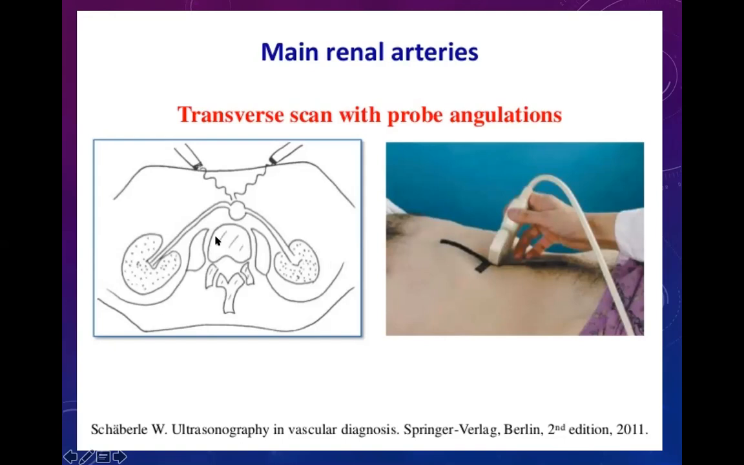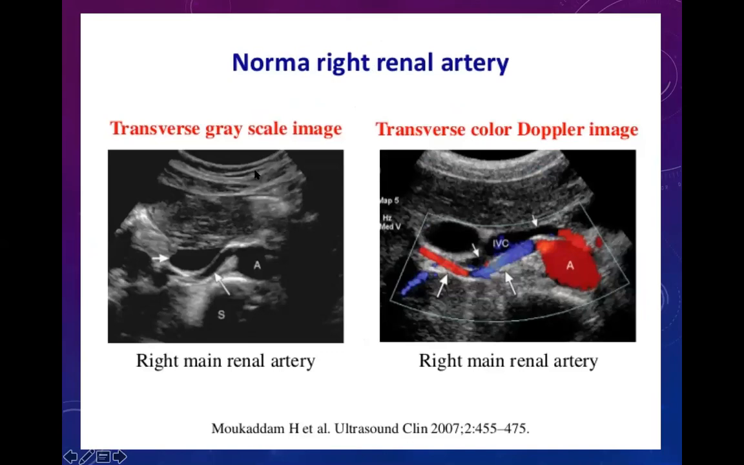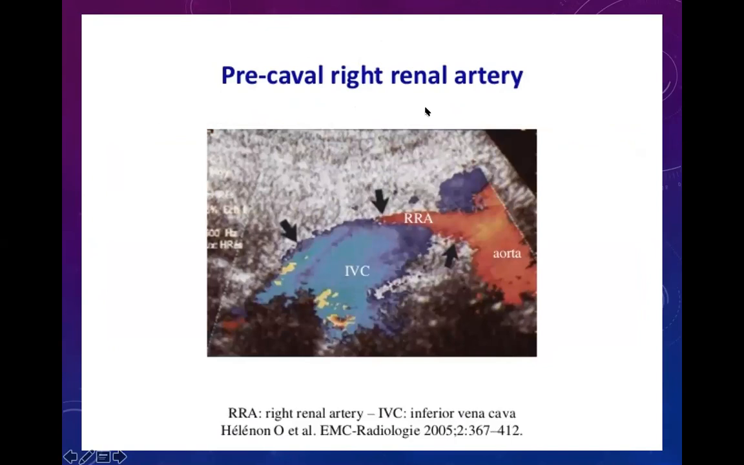How do they appear? For the right renal and left renal, you should know the difference in anatomy because the aorta is falling to the left and the IVC is falling to the right. So the aorta, and this is the right main renal artery going like this. You see this? This is the IVC. This is the main renal artery going like this. And this is the transverse color Doppler image of the right renal artery. So in a pre-caval right renal artery, it looks like this. This is going in the pre-caval region. This is the IVC that you see.